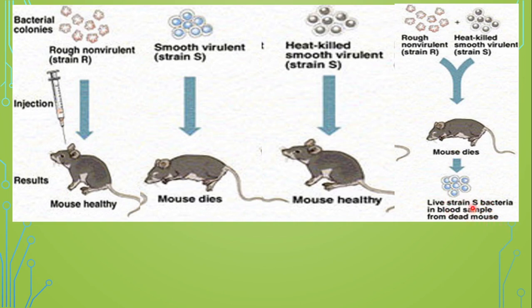Now, the living S strain had never entered the mice. But after the mice died, what happened? Living S strain bacteria were found to be present in them. Living S strain bacteria can infect mice. That means the rough living strain of bacteria were converted, or transformed, to virulent smooth forms.